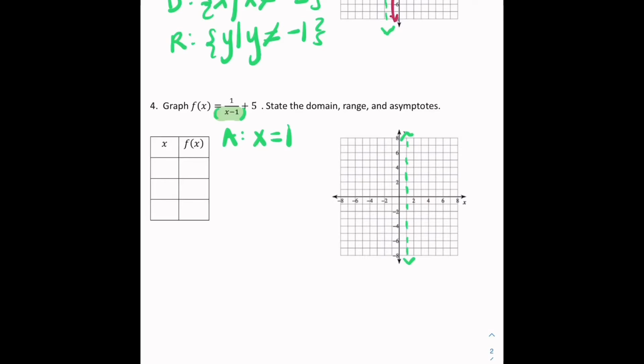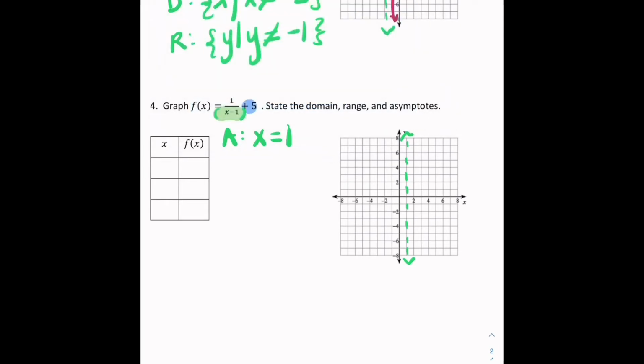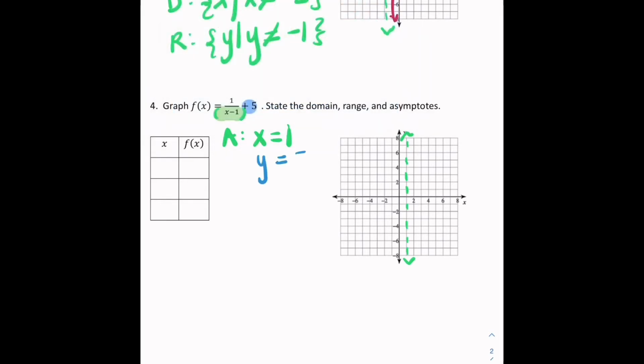Now let's look at our constant in the back. I'm going to take my blue. It's a positive 5. It's going to stay a positive 5. So I'm going to take my blue pen. Y is equal to positive 5. And so my horizontal line is up here at positive 5. And let me go ahead and write them over here off to the side as well.